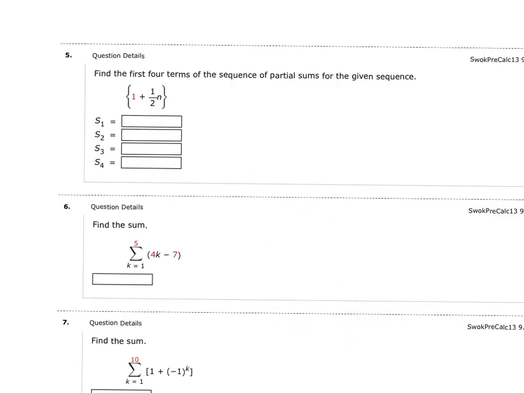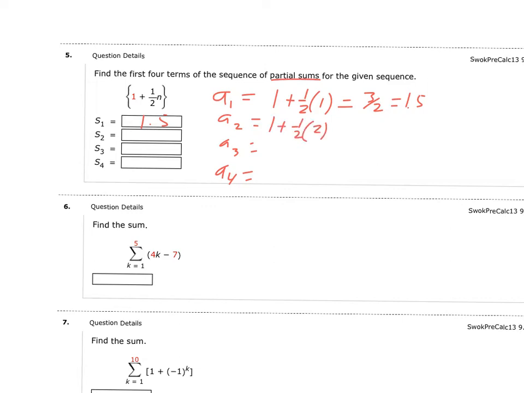All right, next up here, they want some partial sums. First thing I'm going to do is figure out what a sub 1, a sub 2, a sub 3, and so on are. Those are not going to be my answers, except for the first one, actually, and I'll explain why. So a sub 1 is going to be 1 plus 1/2 times 1, and so that's going to be 3 over 2, or 1.5. So that's my first one. The second one is 1 plus 1/2 times 2. And so that's 1 plus 1, and that is 2.